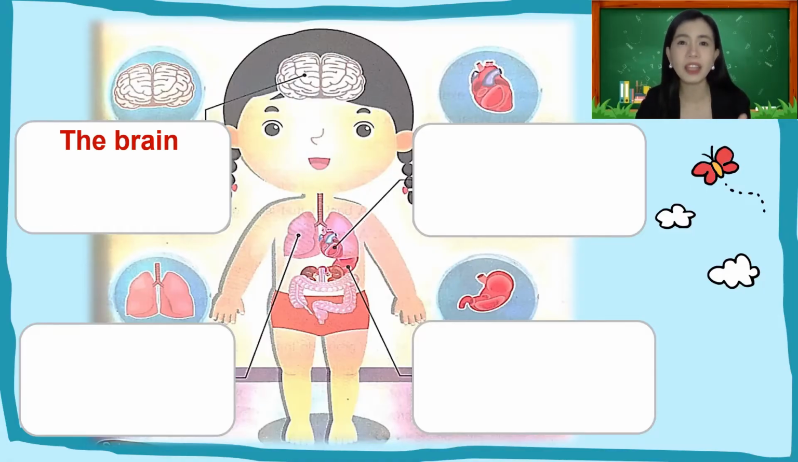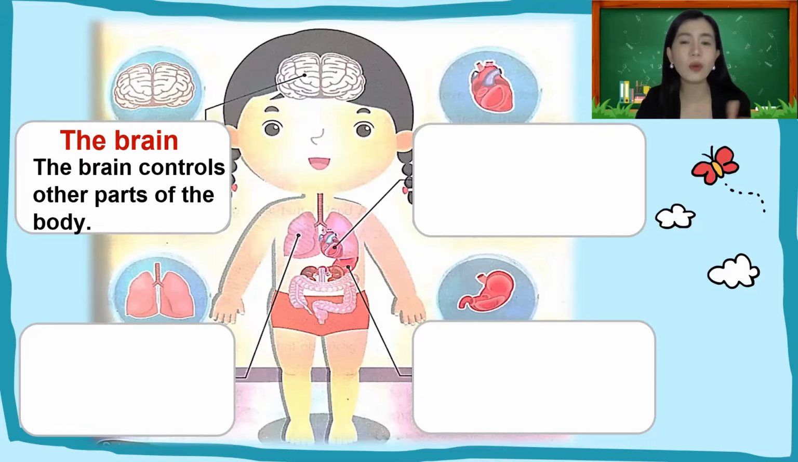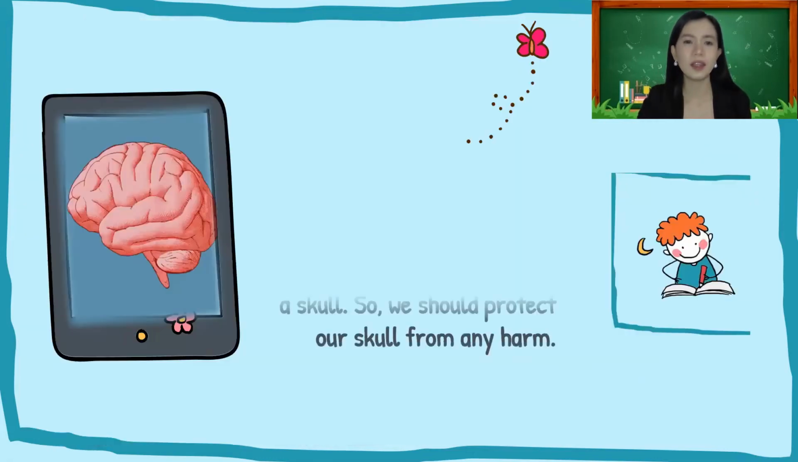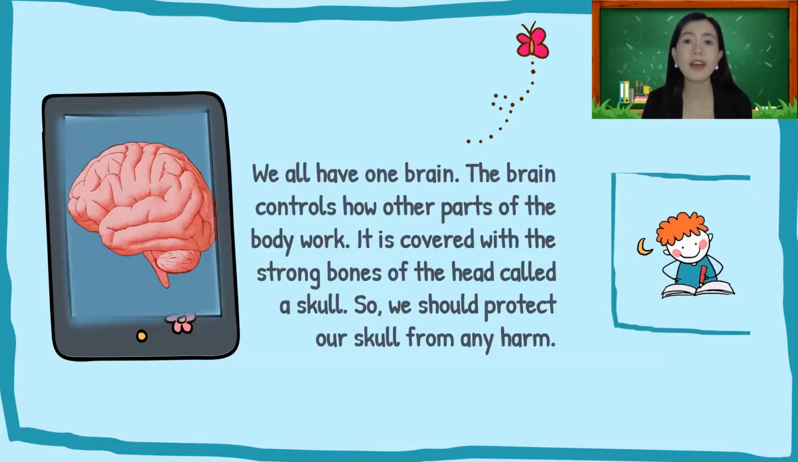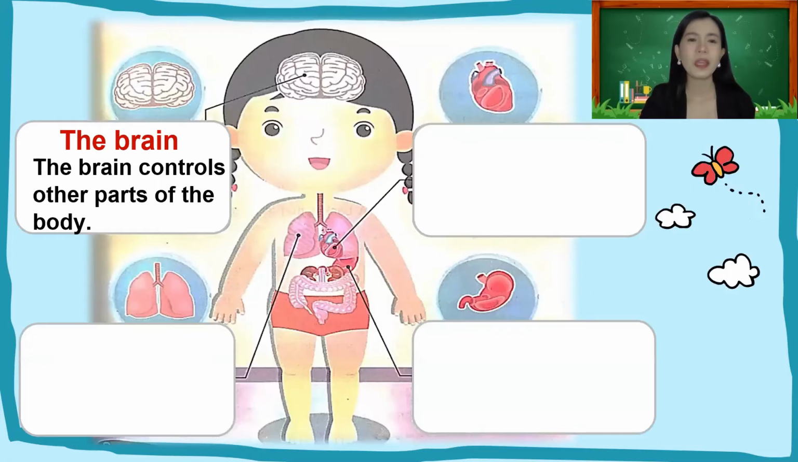So again, what is the function of the brain? It controls other parts of the body. The brain controls the other parts of the body, our movement. Once again, we all have one brain. The brain controls how other parts of the body work. It is covered with the strong bones of the head called a skull. So we should protect our skull from any harm. Okay, so that's it.